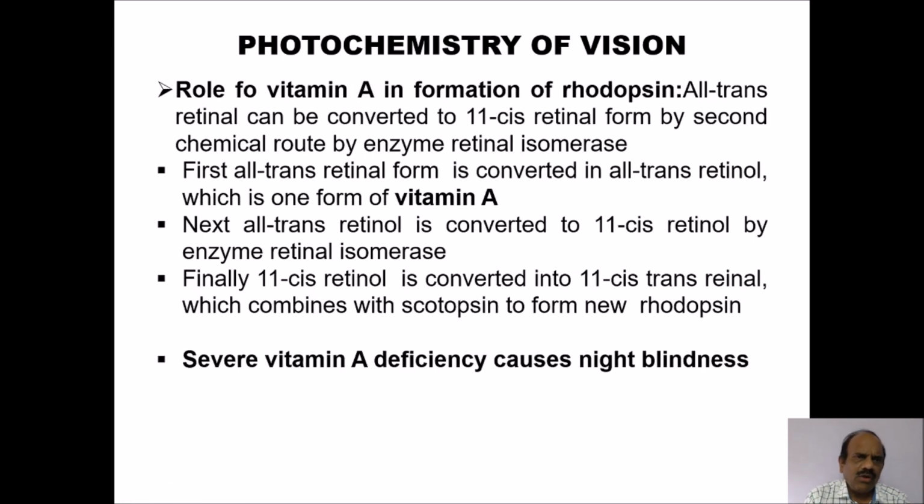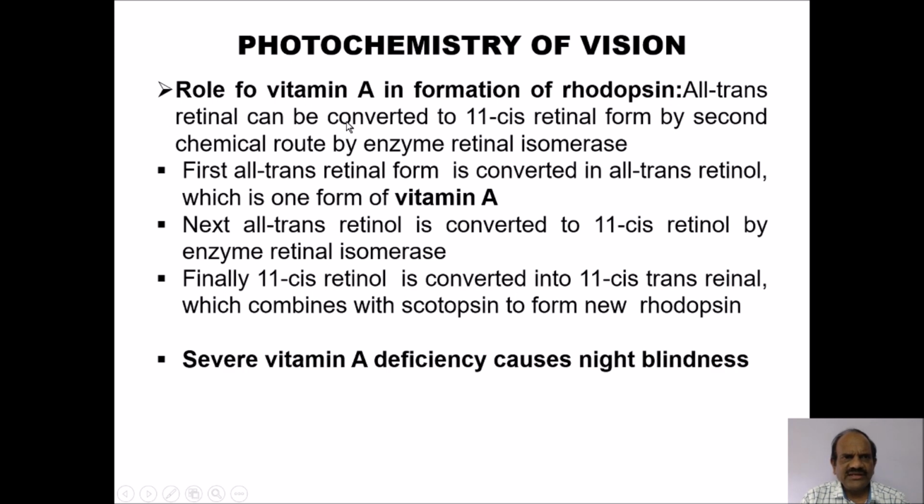Then what is the role of vitamin A? Vitamin A is very important in the formation of rhodopsin. All-trans retinal can be converted to 11-cis retinol form by a second chemical route, by the enzyme retinal isomerase. First, the all-trans retinal form is converted to all-trans retinol, which is one form of vitamin A. Just try to understand the role of vitamin A in formation of rhodopsin.